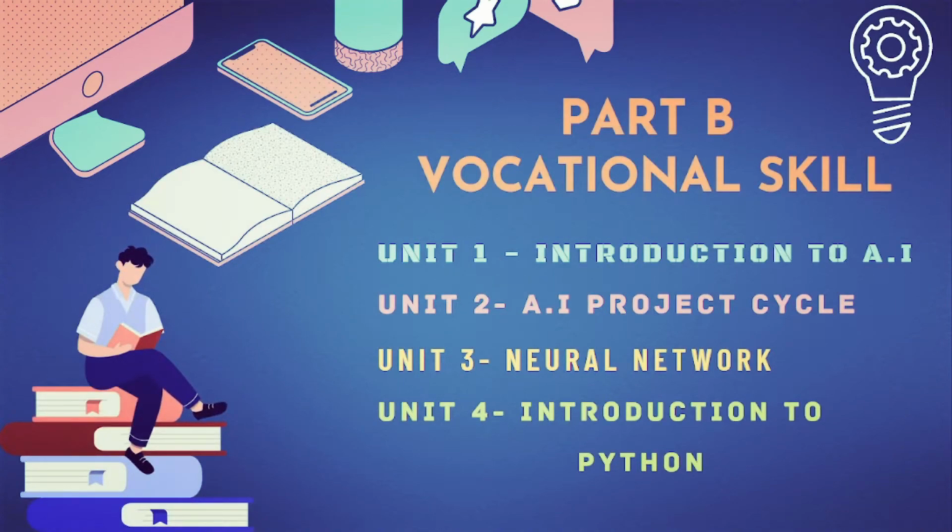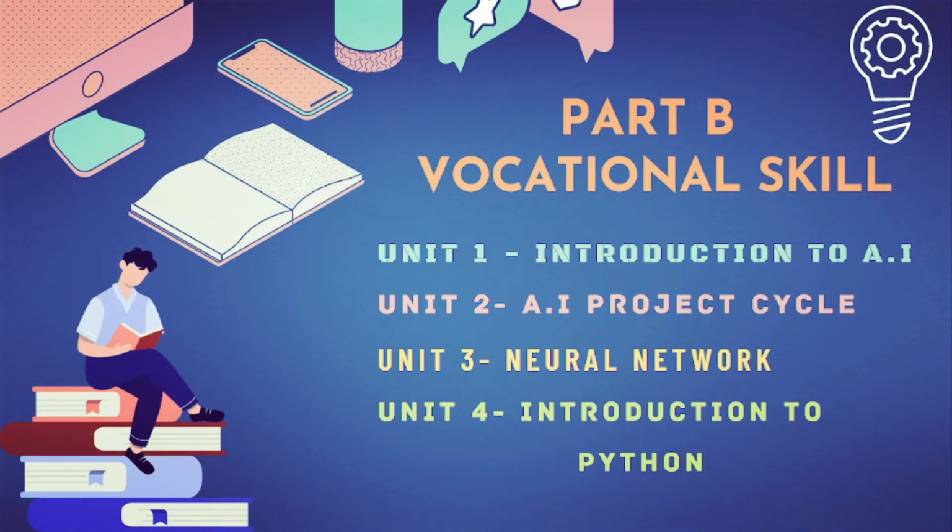In unit 1, that is introduction to AI, we will see the basics of artificial intelligence, who developed artificial intelligence, the history of artificial intelligence, the 9 intelligences introduced by Howard Gardner, applications of AI, and many more. Unit 2, AI project cycle. In this AI project cycle, the first stage is problem scoping. The second stage is data acquisition. The third stage, data exploration. The fourth stage, modeling.